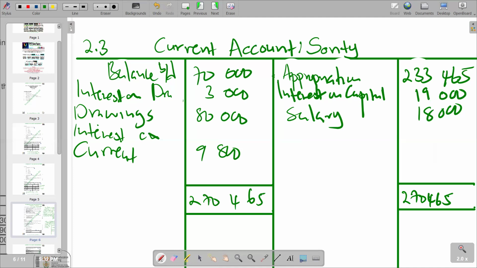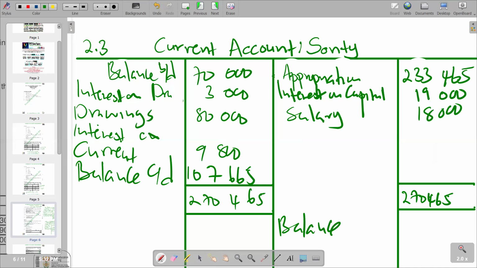So if you subtract 270,465 with all what we have on the debit side, you're going to get a balance of 170,665, which is now going to be your balance CD, which obviously will come here again as your balance BD on the opposite side below the double line.